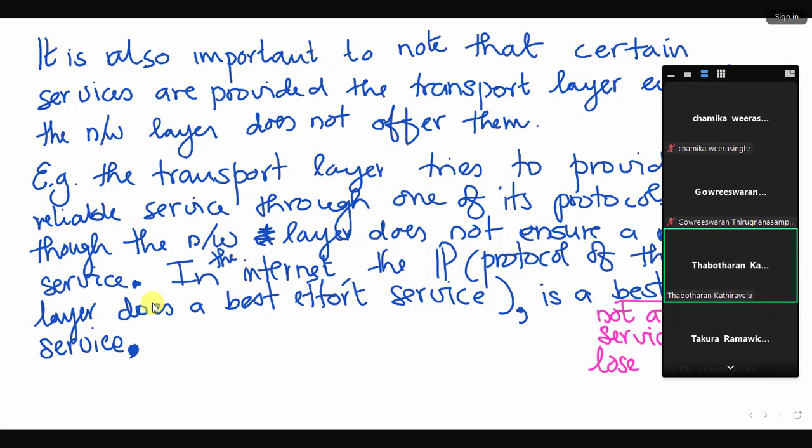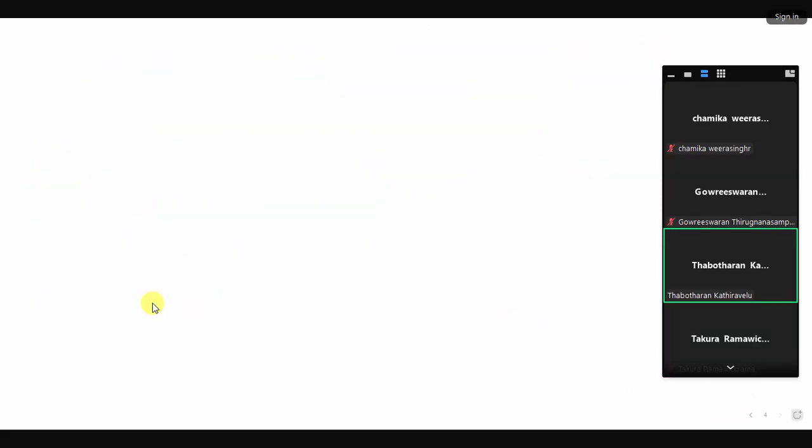It may lose packets or bring out of order packets, not in the correct order, garble, etc. Okay, it's not reliable. Still, the transport layer is trying to provide all these services in one of its protocols. Not every protocol, one of its protocols. And in the internet, the transport layer provides two protocols.